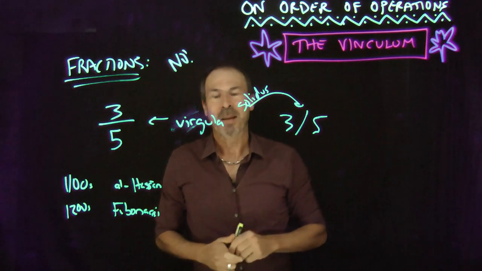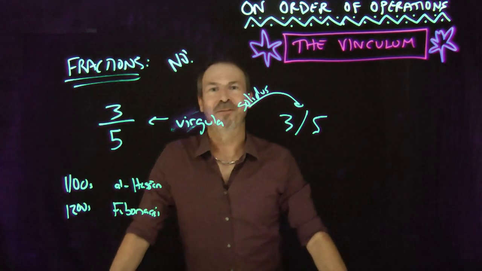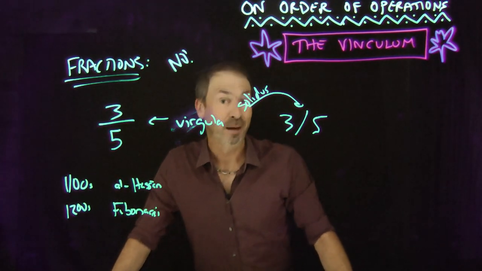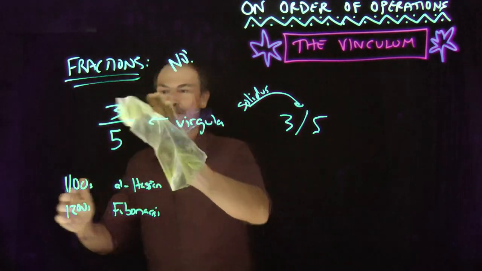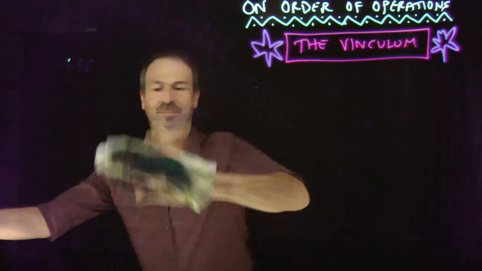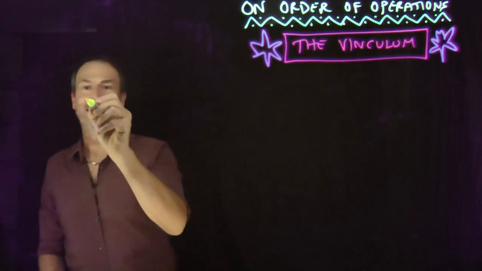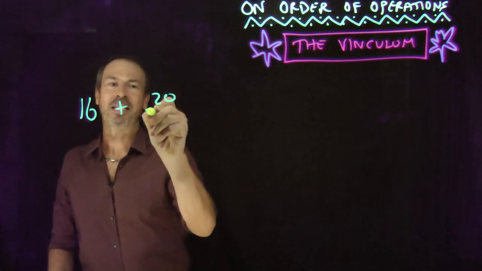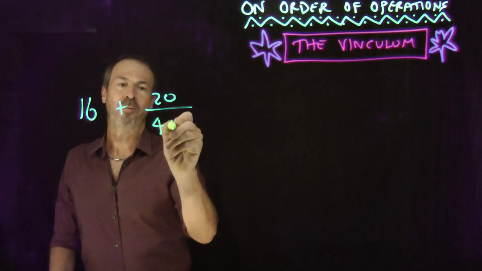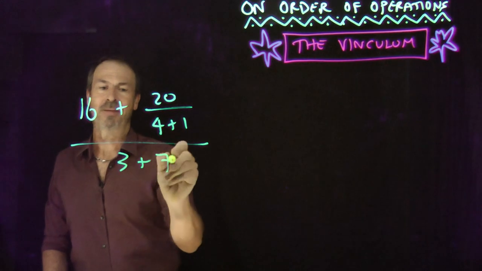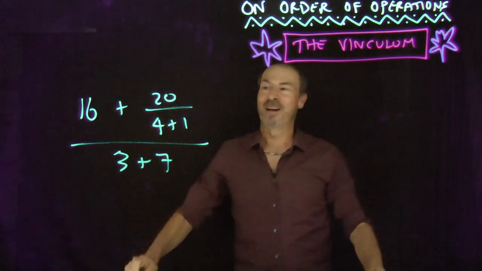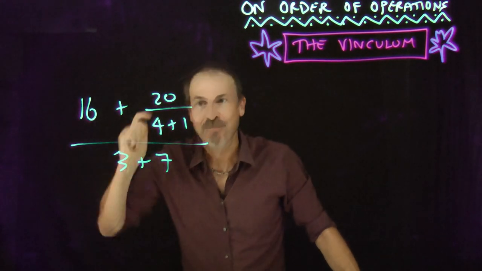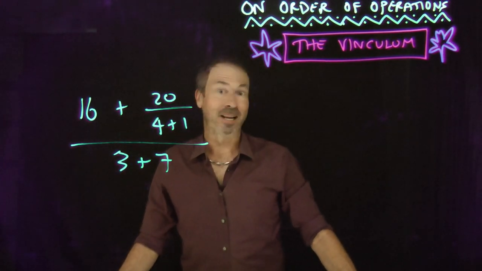But the thing is, I still love the vinculum thinking when it comes to upper level mathematics that involves complex fractions and algebra. Let me show you what I mean. So here is a very complex fraction indeed. 16 plus 20 over, 4 plus 1 all over 3 plus 7. There's fractions within fractions. But if I'm thinking in a vinculum mindset, I can't help but notice nested vinculi.